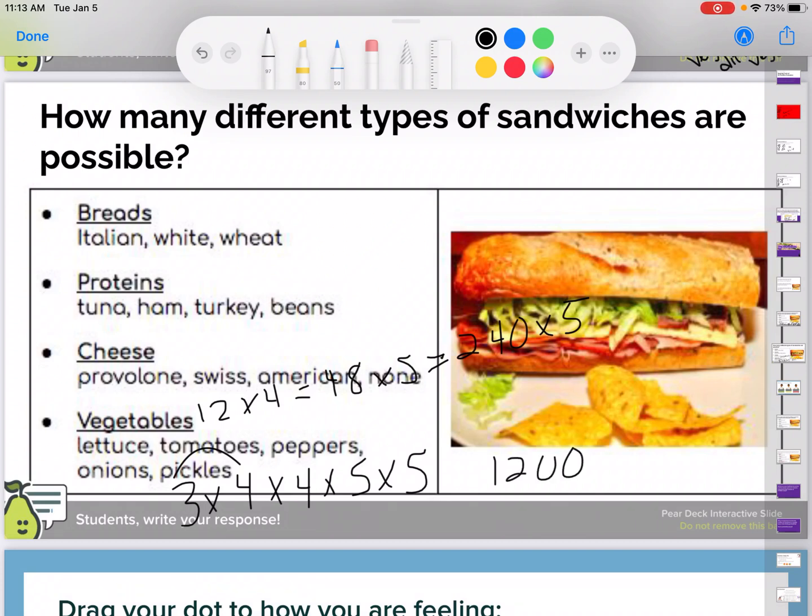1,200 sandwiches. Okay, that's a crazy number of sandwiches.